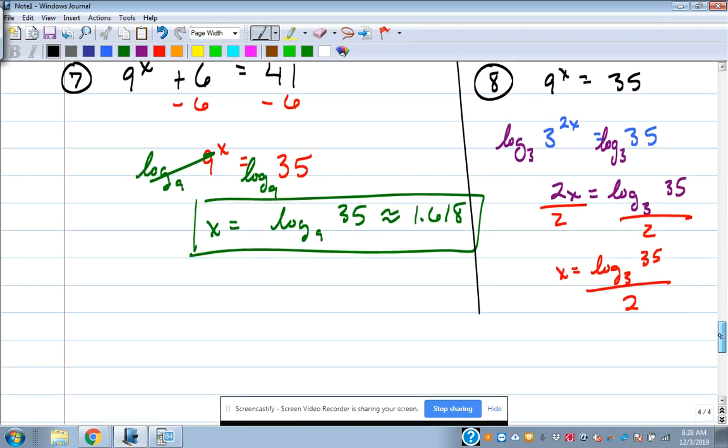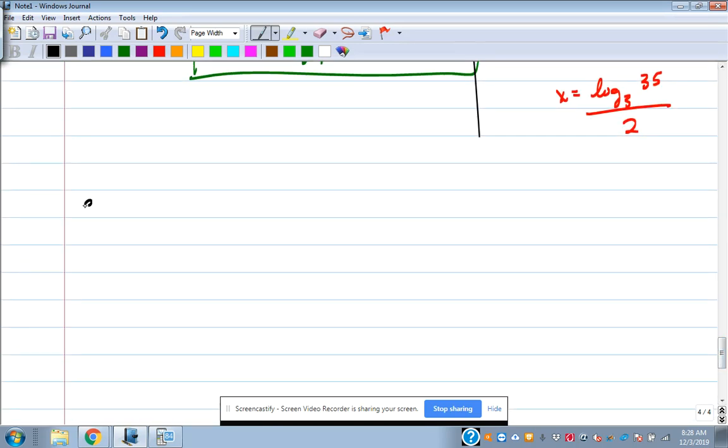All right, let's look at number 9. e to the 5x plus 2, minus 5, is equal to 10.